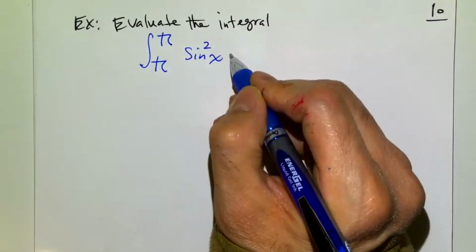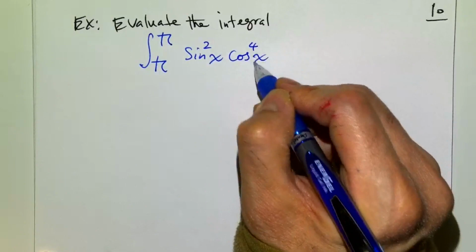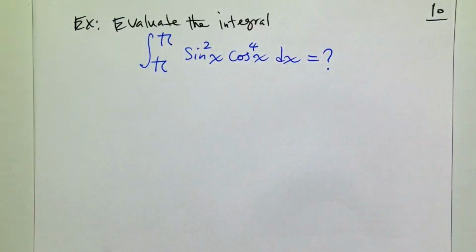Sine squared x cosine of x to the 4th dx. So we want to evaluate that.